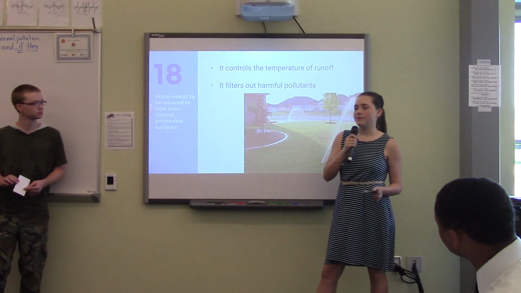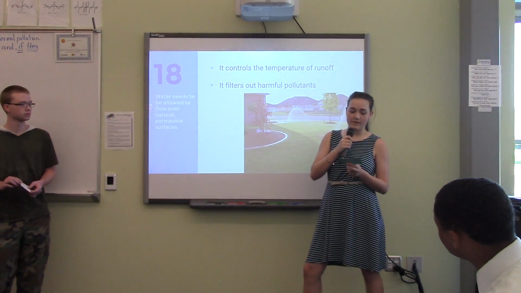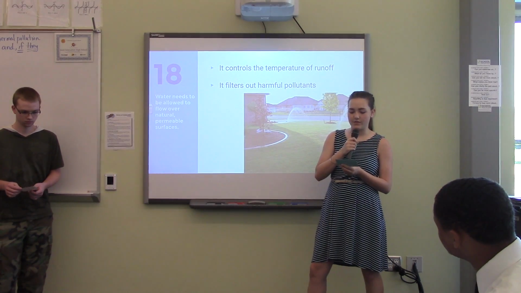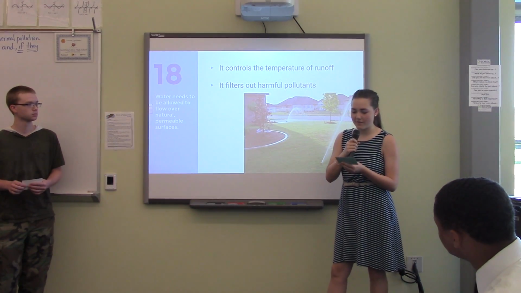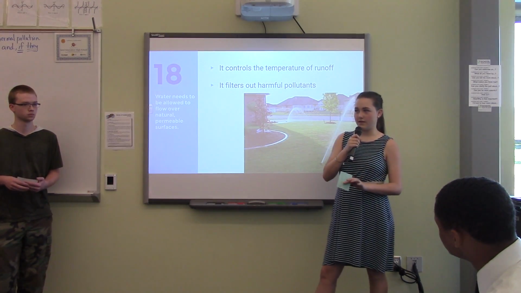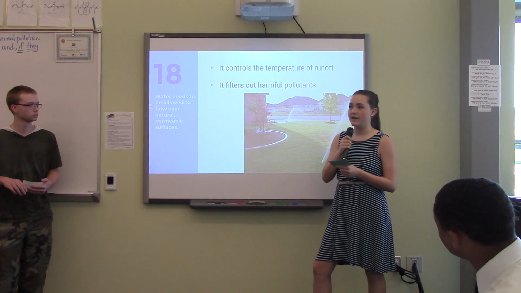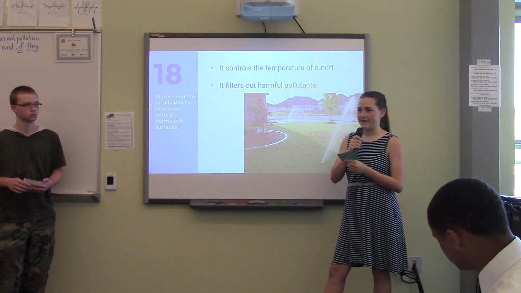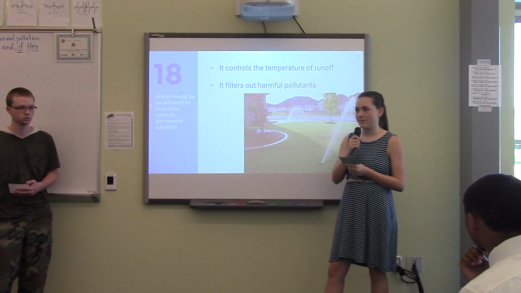And water needs to be able to flow over natural, permeable surfaces because it controls the temperature of runoff. Since grass and other natural surfaces don't heat up as easily as pavement, when the water rests on it, it doesn't get hotter. It stays a good temperature for the lakes and streams. And it filters out pollutants like oil and all the nasty stuff that gets on your tires from the road.